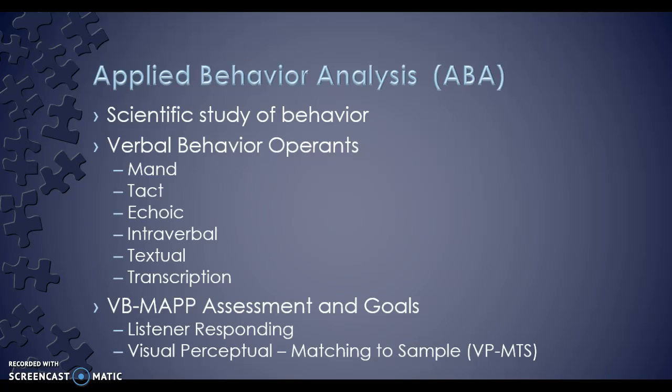Visual perceptual, matching to sample, is pretty self-explanatory as well. It's matching an identical picture or object to its sample. And this can be something identical, such as just stacking the same picture on top of it, or putting this duck on the same plate or on the same side of the table as its identical duck. And there are a few other skills as well, such as motor imitation, social play, and early academics, but we're only going to be using listener responding and matching to sample for this lesson.